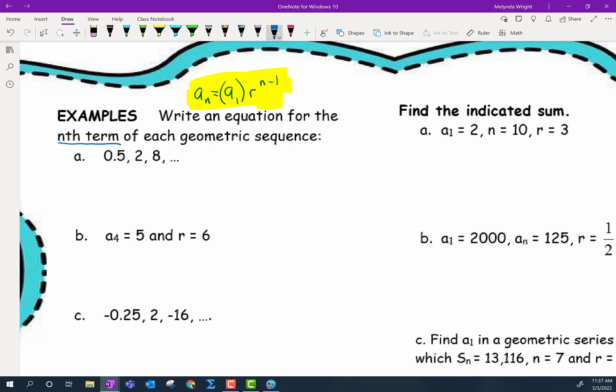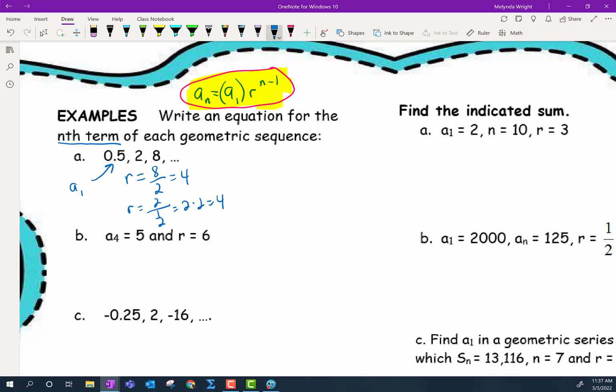Our first example asks us to write an equation for the nth term of each geometric sequence. So we are just going to be substituting into this equation. We need to find a sub 1 and r. This first term is a sub 1. We get r by taking the next term over the previous term. We're going to use 8 as the next term over the previous term. Why did I pick that? Because it seemed easier than using the second term, which is 2, divided by the first term, which is a half, which would be 2 times 2, or 4.